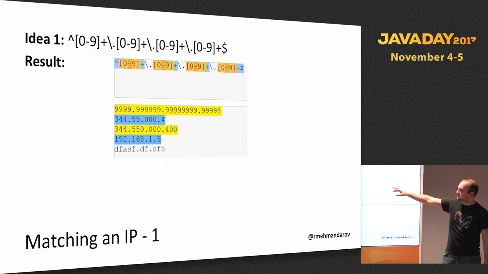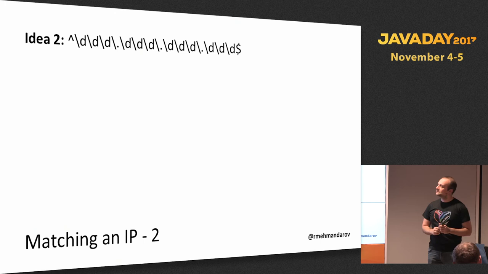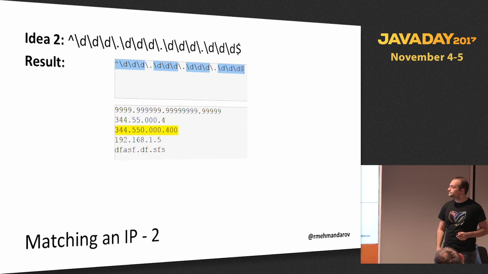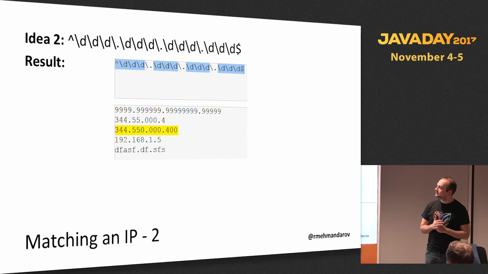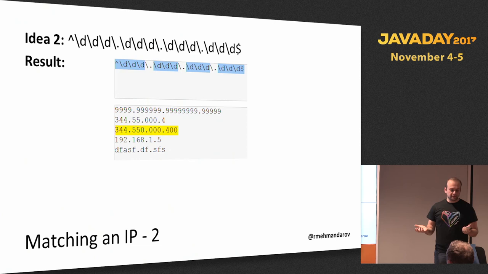Okay, let's say something like this. There will be three digits: digit, digit, digit, dot, and so on, right? It actually matched the one that is not an IP. The only one that is not an IP. Also doesn't work, right? That kind of sucks.